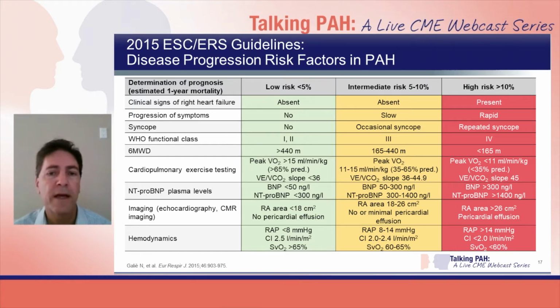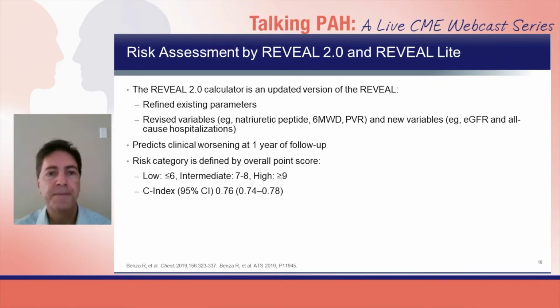So the green light is low risk, the yellow light is caution, intermediate risk, and the red light is high risk. I think you'll find, as we'll be talking about later, that even intermediate risk is really not a goal, and those patients are not going to do well.